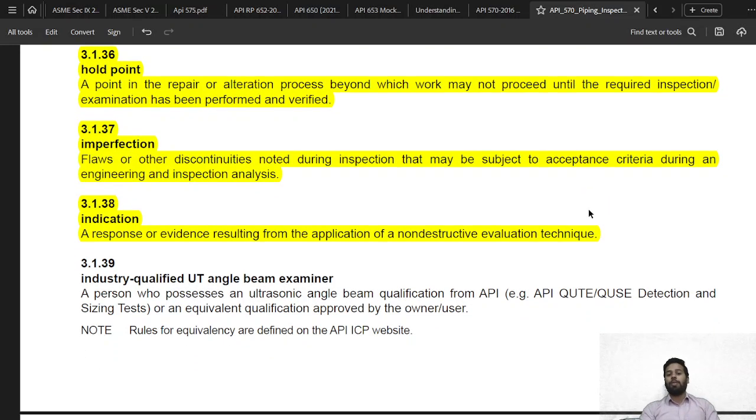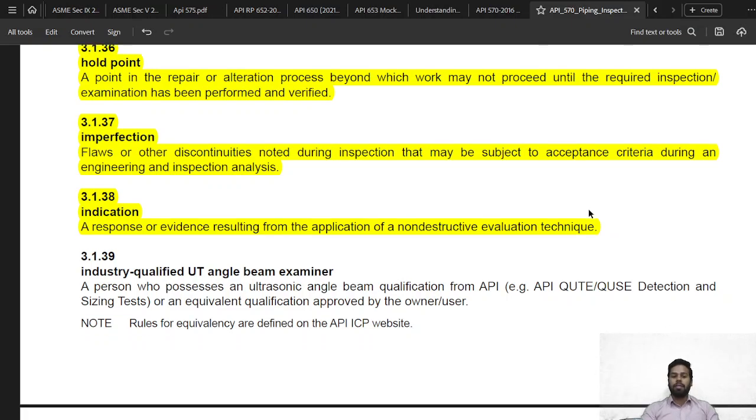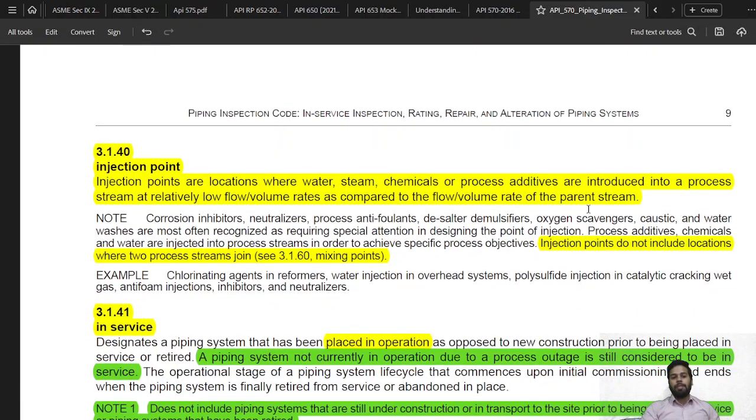Indication is the response or evidence resulting from the application of non-destructive evaluation techniques. Inspection point, again the point where you can do the inspection.